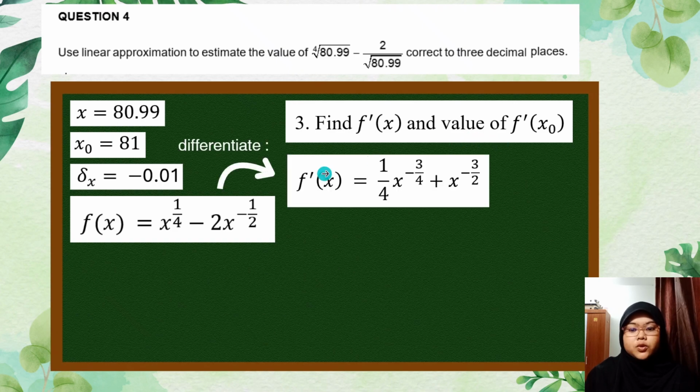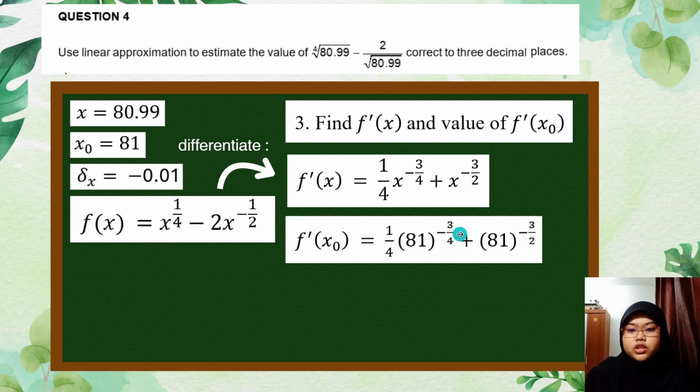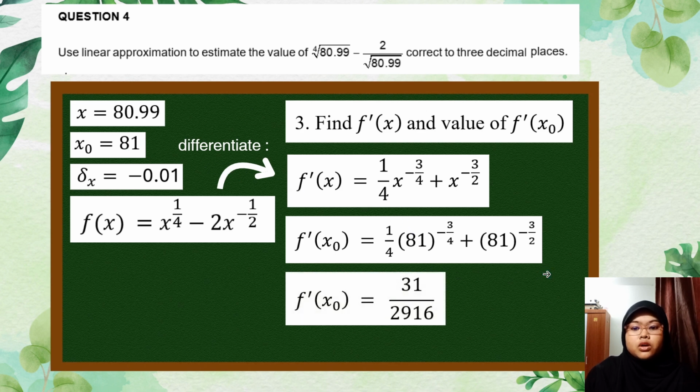So f prime x equals 1 over 4 x to the power of negative 3 over 4 plus x to the power of negative 3 over 2. So how do we get this equation? We differentiate the f(x) equation and it becomes f prime x. So we're going to put the value of x naught into the equation. f prime x naught equals 1 over 4 times 81 to the power of negative 3 over 4 plus 81 to the power of negative 3 over 2. So f prime x naught equals 31 over 2916.